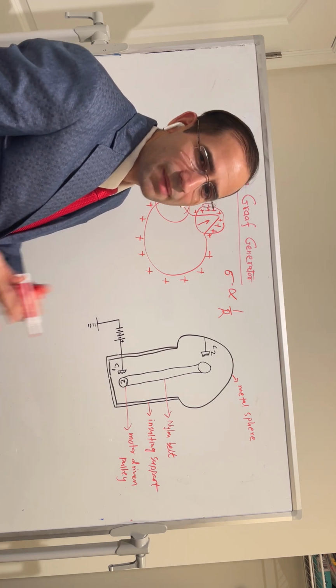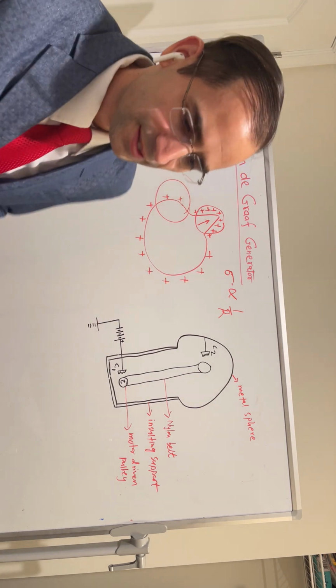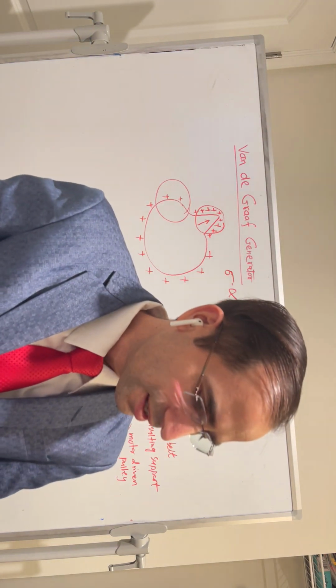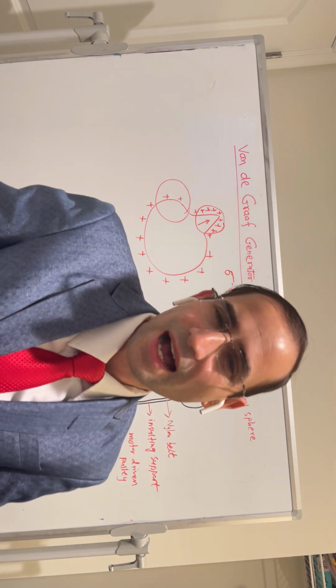First of all, to understand the Van de Graaff generator, you need to understand that. So in a pointed surface, you have the charges, and charge density is always higher at the sharp point.